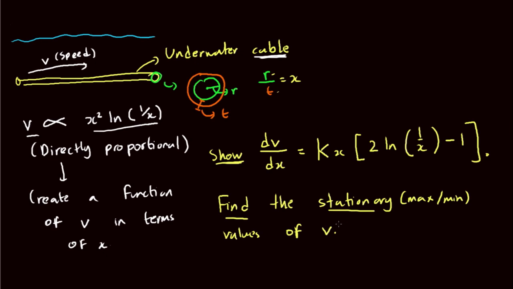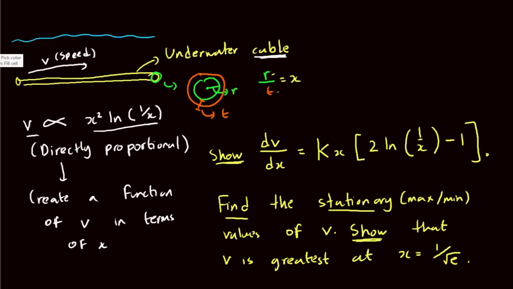And also another last show question: show that the speed is greatest at x equals 1 over root e. So there are actually three things, so I don't want you guys to get confused. The first thing is to show we managed to get this derivative dv over dx. This k, by the way, is just a constant. There's no need to worry.